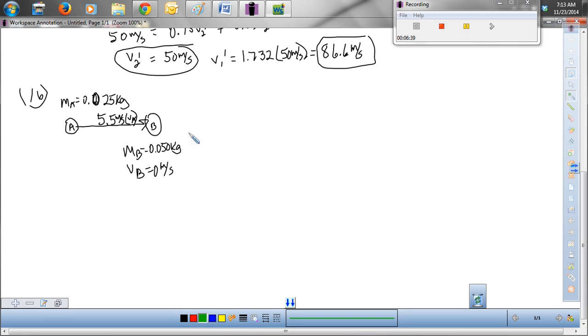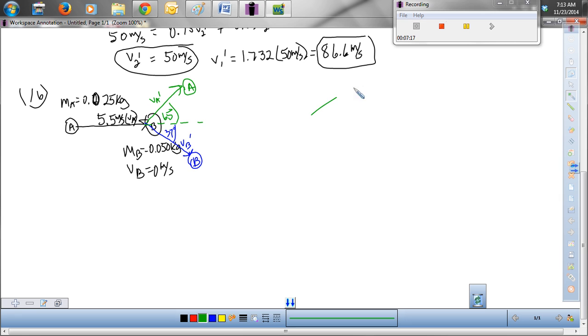After the collision, puck A goes off like that, and puck B comes down like that. Puck B, puck A. This angle is 65 degrees. This angle is 37 degrees. Alright, they want me to find VA prime and VB prime.